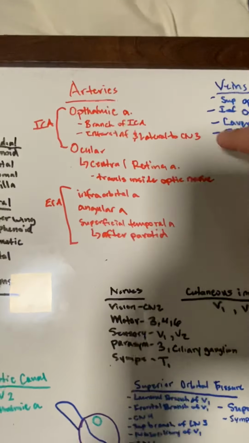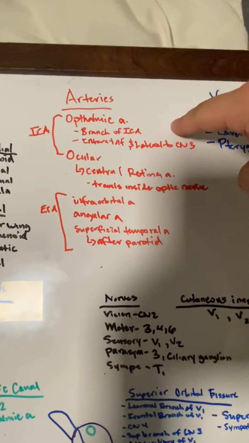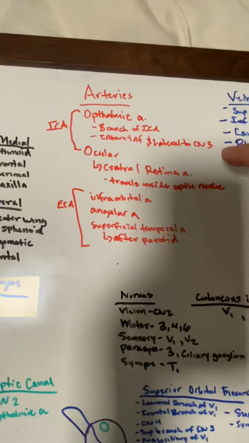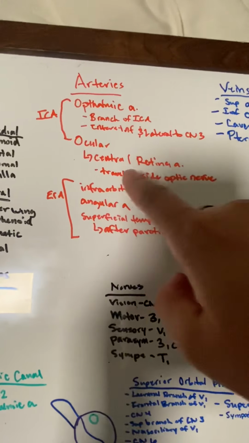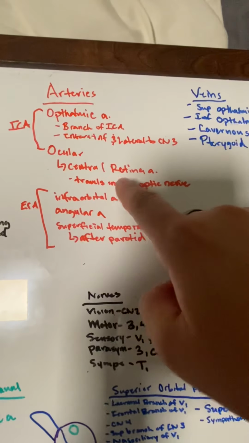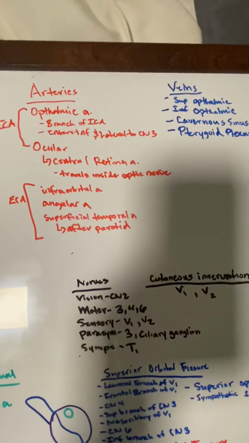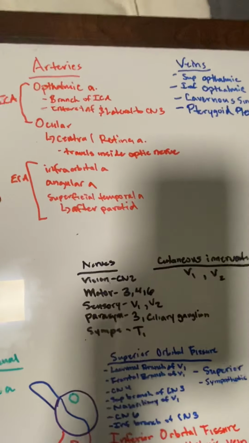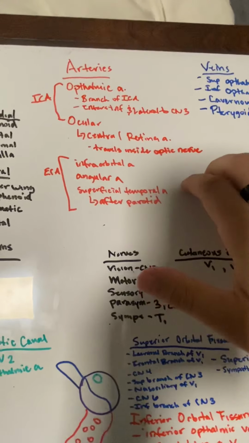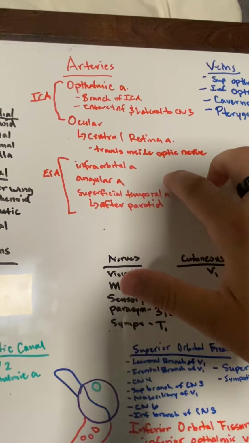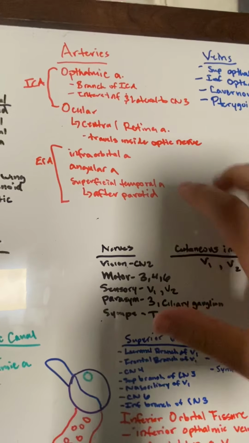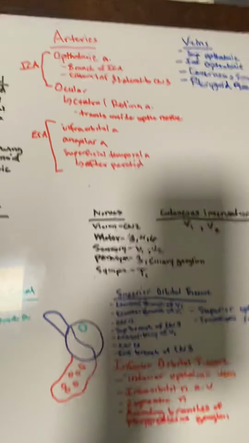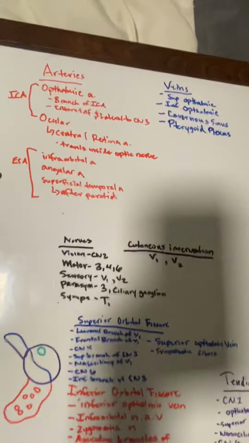Arteries, based off the ICA, is the ophthalmic artery. And then we have the ocular, which the only thing that we need to know is a central retina that travels within the optic nerve, so cranial nerve 2. From the ECA, excuse me, we have the infraorbital artery, the angular artery, and the superficial temporal. And this is after it branches off of the parotid. So it's that transverse that branches off the parotid.